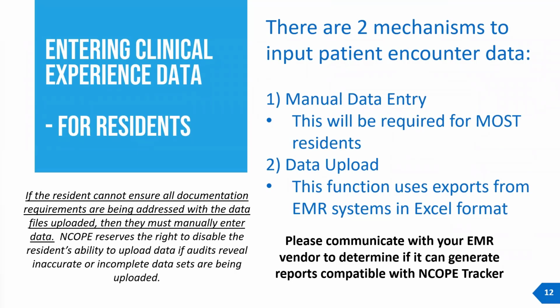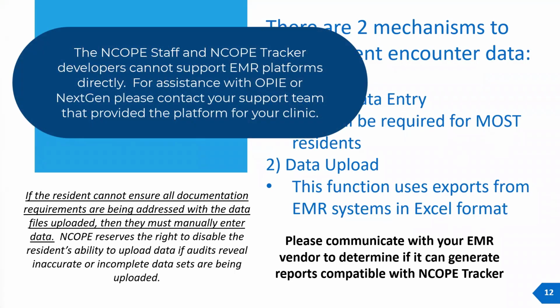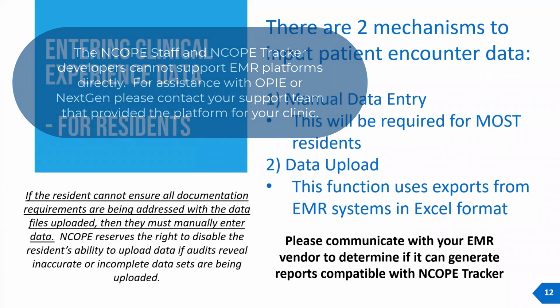On that note, please communicate with your EMR vendor if you are running into issues with the reporting. So for example, if you're a Hanger resident and the NextGen system is giving reports that just don't look like what you're really doing, the only people that can help you are employees of Hanger and NextGen. The same goes with OPE. Talk to your OPE experience manager, and they can best help you out.